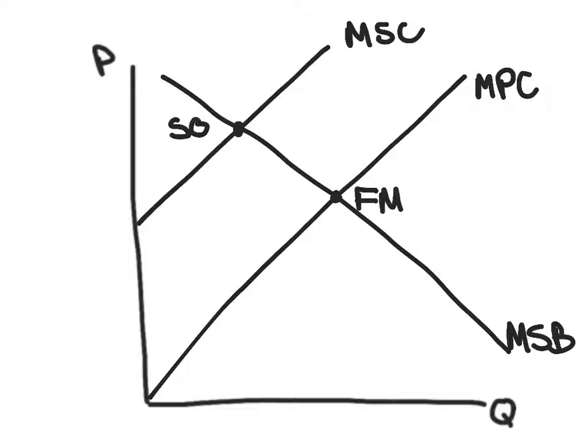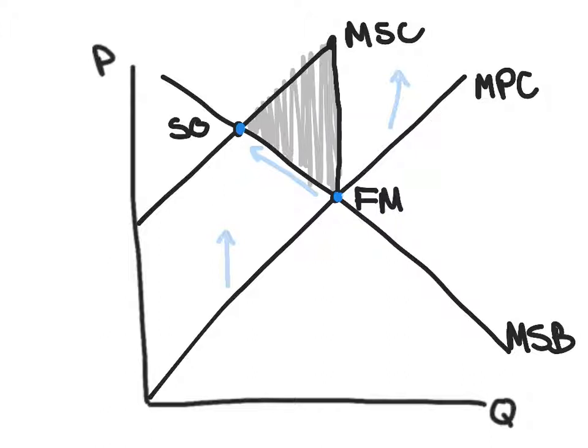And your deadweight loss is found at this triangle right here, between the difference of the social cost and private cost. This triangle here is going to be your deadweight loss. The reason that this is a negative externality is because the social cost is above the private cost, and that is creating a negative externality.